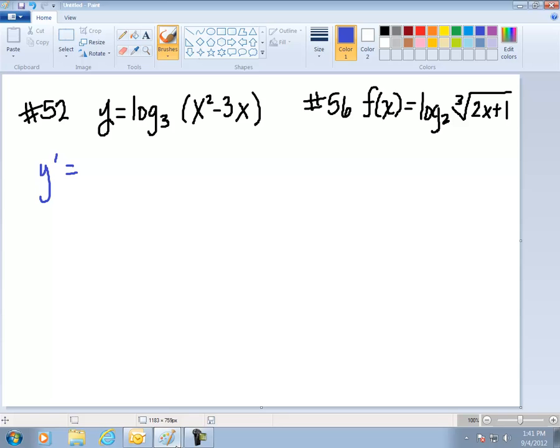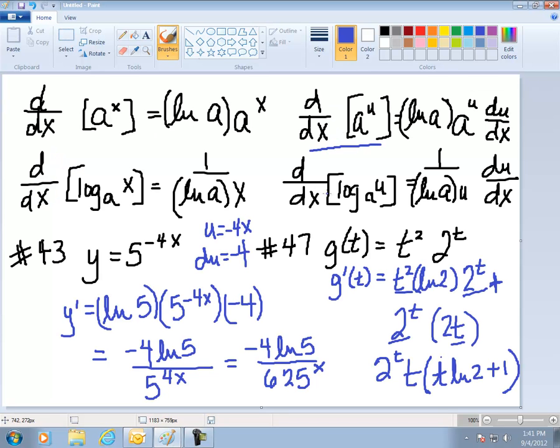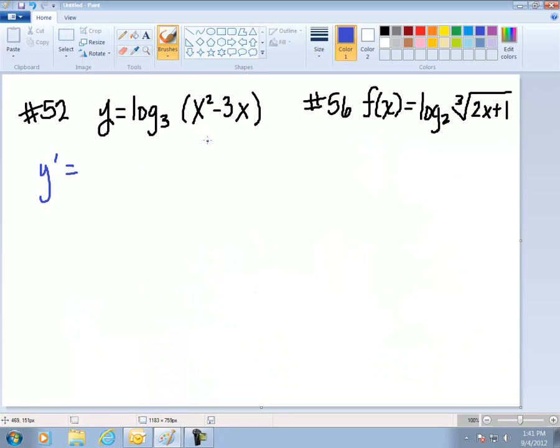Now if I go back and look at what my rules are, the derivative of log base a of u is equal to 1 over natural log a times u, times du dx. So I'm using this rule right here. So in this example, my a is going to be 3. That's this base here. And my u is going to be x squared minus 3x. And I'm going to go ahead and figure out what the derivative of that is. It would be 2x minus 3.